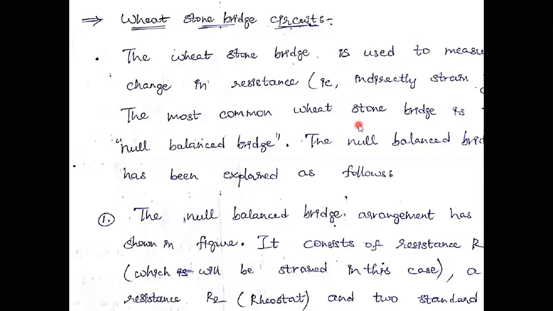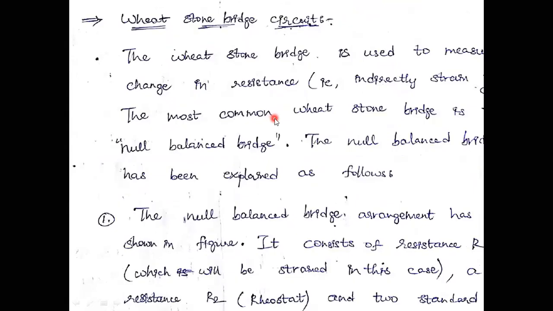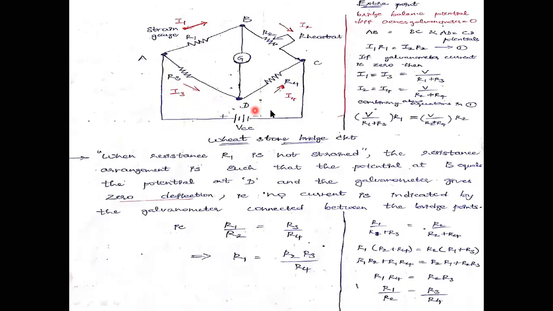Here the most common Wheatstone bridge is a null balanced bridge. The null balanced bridge arrangement is shown in the figure. It consists of resistances R1, R2 and two standard resistances given here. This is the resistance strain gauge. Let this resistance be R1. This is the strain gauge. R2 is the rheostat. And this is R3 and R4. R3 and R4 are the normal resistances. The first one is the strain gauge.